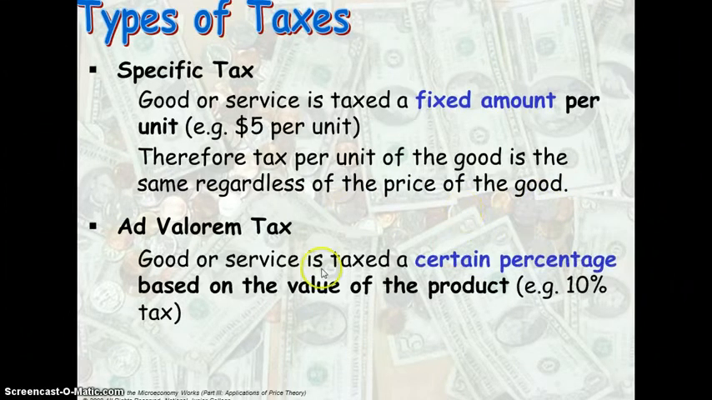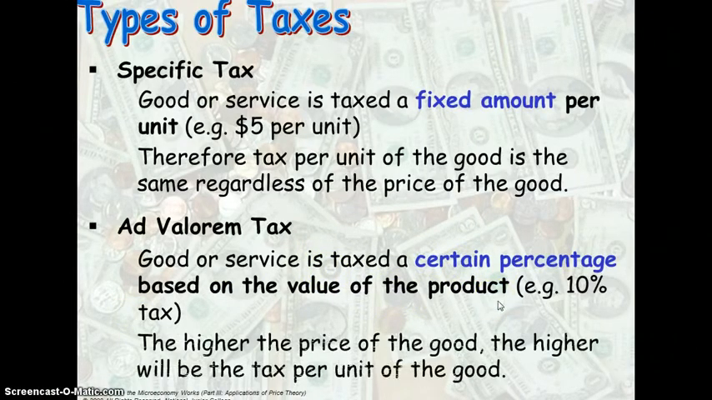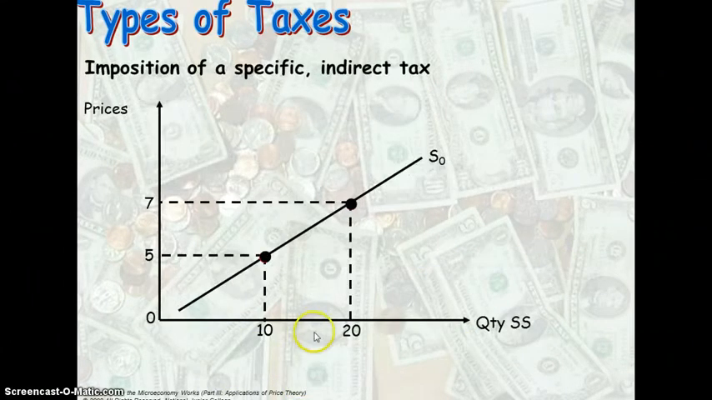Next, ad valorem tax. It is taxed on a certain percentage based on the value of the products. So for example, 10%, which means to say that the higher the price of the goods, the higher will be the tax per unit. So here, let us look at how this can be reflected on the diagram. For a specific and indirect tax.